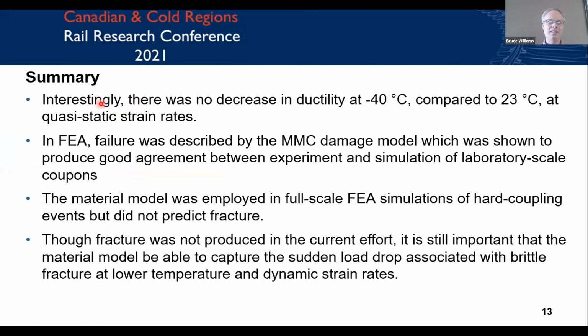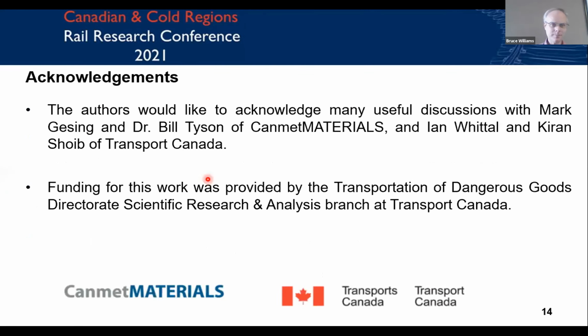The main key takeaway from the work was that at minus 40 degrees Celsius, with stress concentrations, quasi-static, we did not see the brittle failure, the cleavage fracture that we might have expected to see at cracks and at higher strain rates. Generally, our material model can match well with the experiments, and so we can start studying more aggressive impact conditions. I'd just like to acknowledge our collaborators at CanMet Materials, in addition to our partners at Transport Canada.